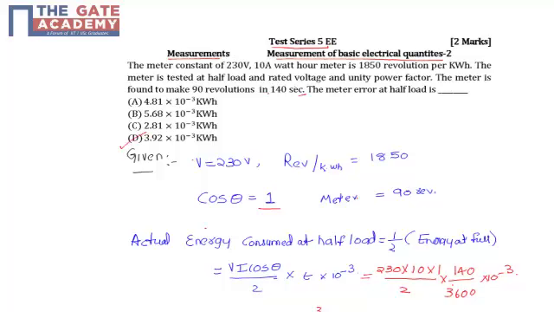In this session, we have studied how to calculate the percentage error at the given half load. The given condition is that the watt hour meter has 1850 revolutions per kilowatt hour, and the meter is found to make 90 revolutions in 140 seconds. Thank you.